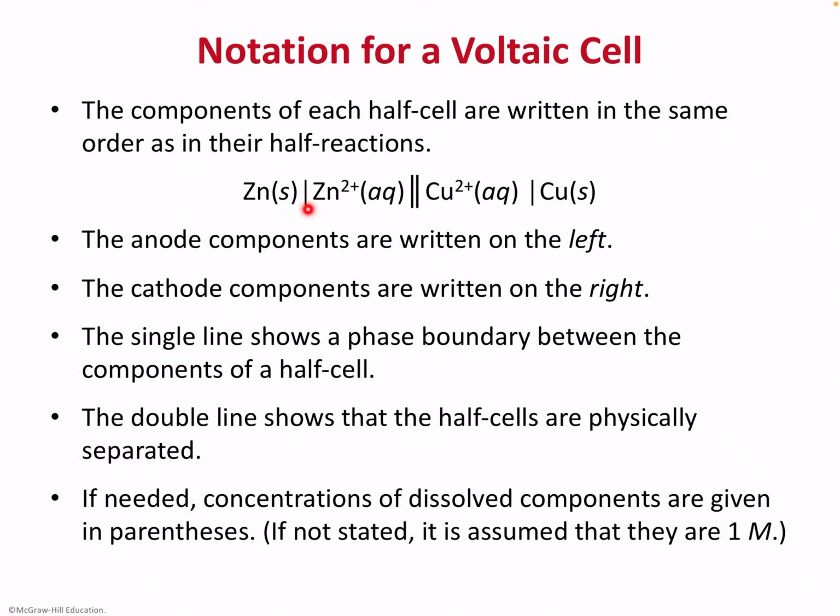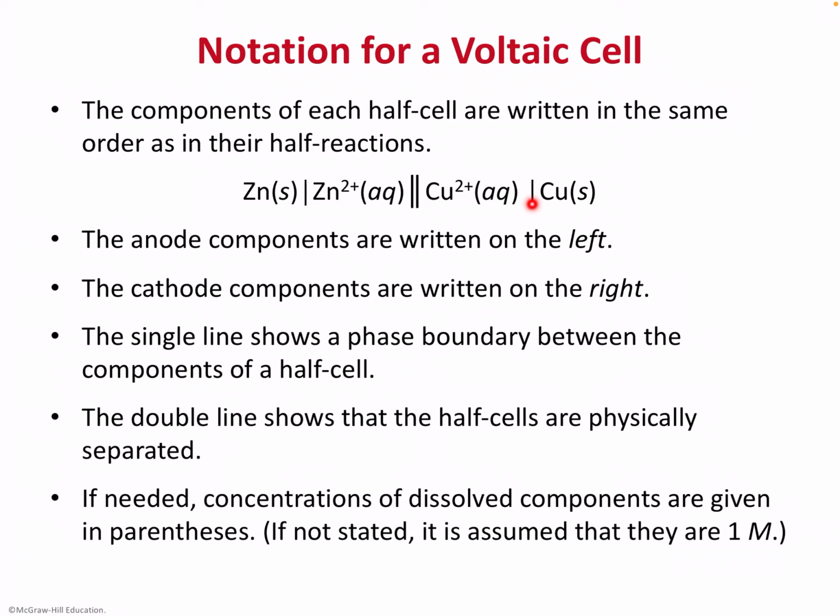And then this line tells us that they are two different physical states. This is solid and this is aqueous. Anode components are written on the left. Cathode components are written on the right. They are written in the same order as in their half reactions. The single line shows a phase boundary, between the components of a half cell.